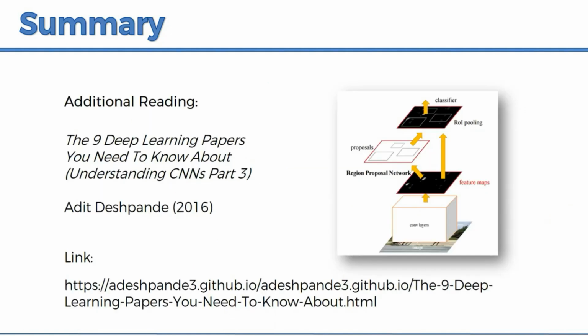If you'd like to do some additional reading, there's a great blog by Adit Deshpande from 2016. You can see the link over there at the bottom. The blog is called The 9 Deep Learning Papers You Need to Know About: Understanding CNNs Part 3. And this blog gives you a short overview of 9 different CNNs that have been created by people like Yann LeCun and others, which you can then go ahead and study further. So there will be a lot of things that will be totally new to you and that you will have to get your head around.